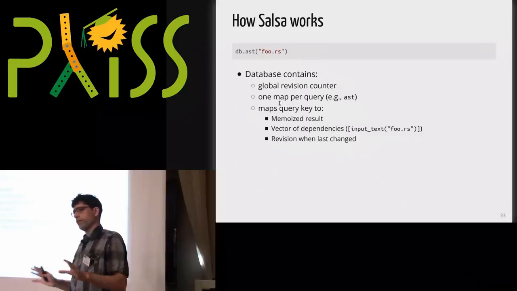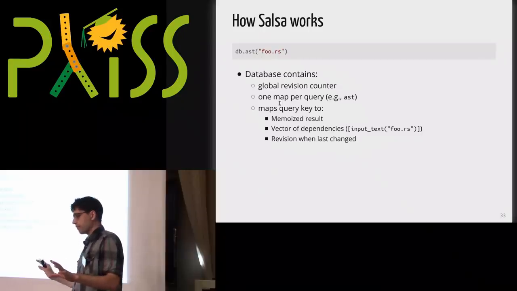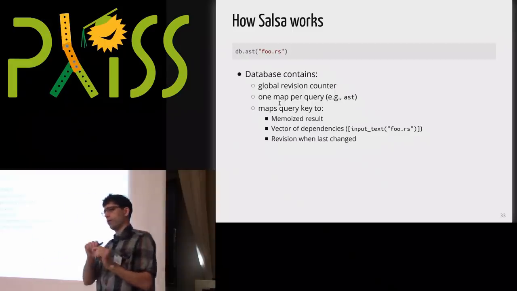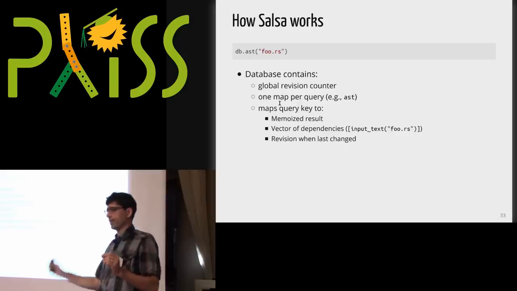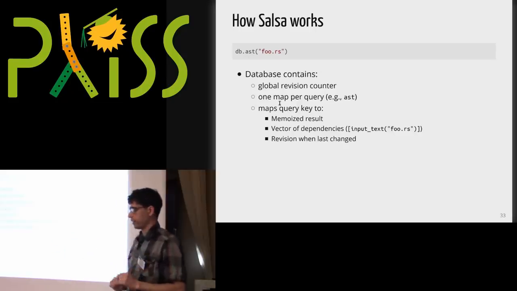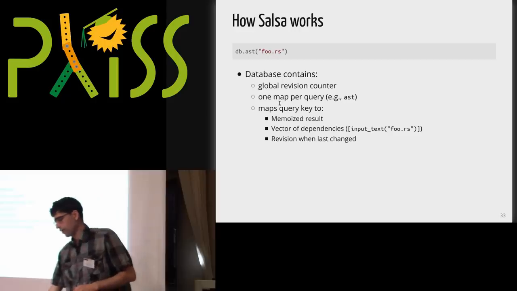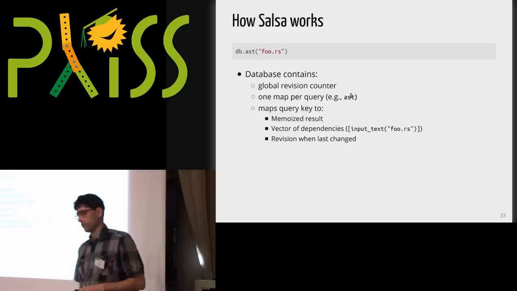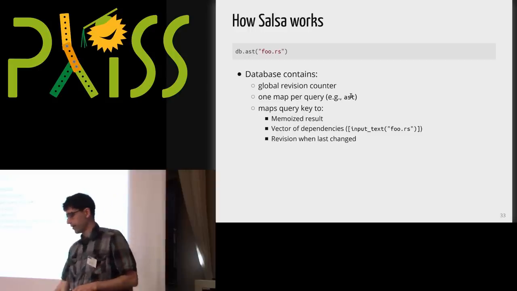That's what we do within one revision. But then across revisions, we also track what the dependencies were. So when one thing executed another, we can track that and use that to figure out what might have changed. The data that we use to do this is basically a global revision counter. We have a map, like a hash map, for every query.